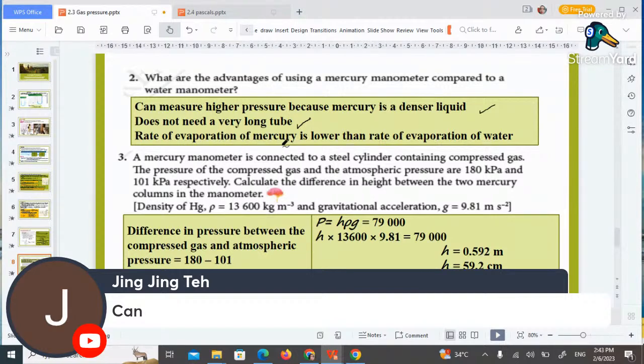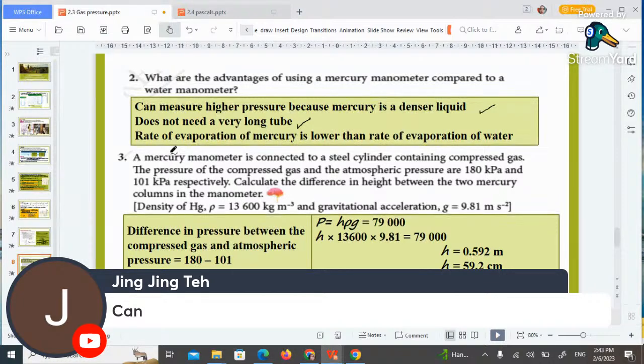The rate of evaporation of mercury is lower than the rate of evaporation of water. If you leave water for some time, you can see the amount of water will decrease, so you need to add some more. But for mercury, no, because the rate of evaporation is very low. That is the advantage of why we choose a manometer using mercury.